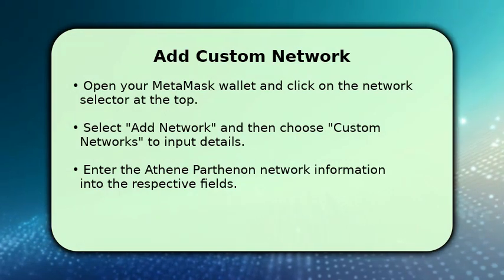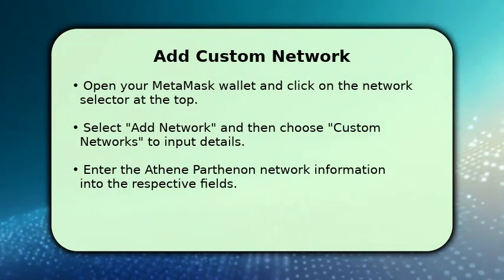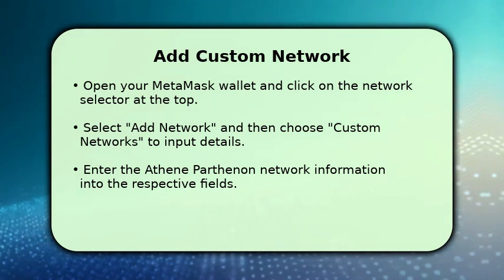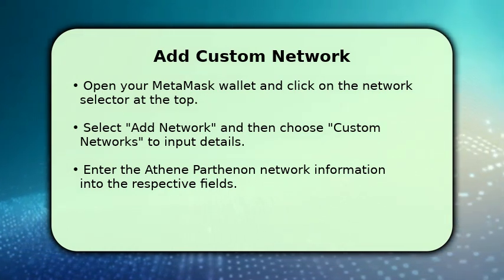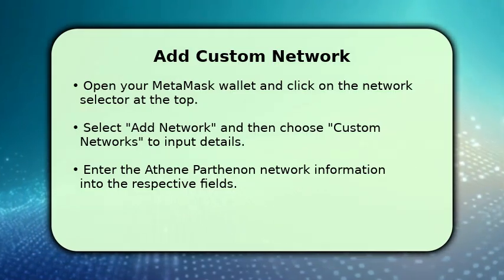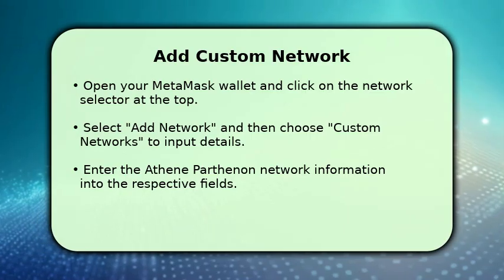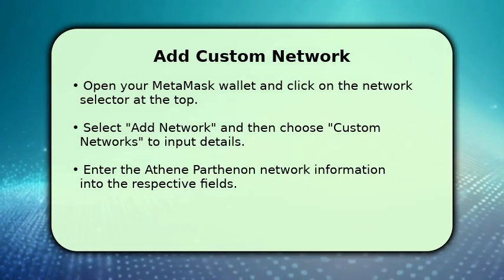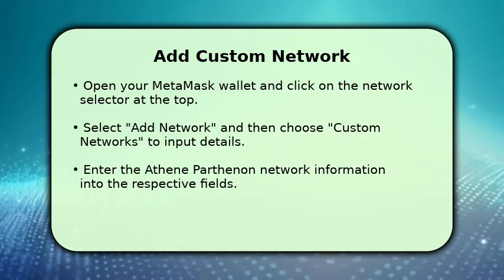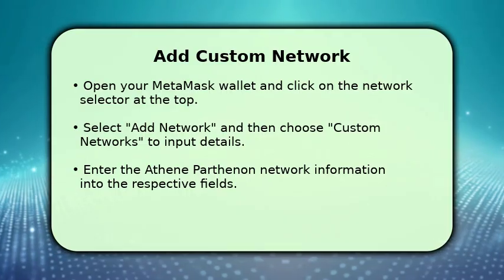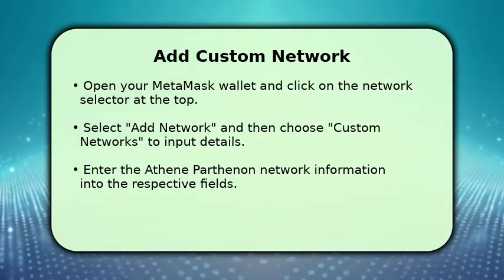Now let's add the custom network in MetaMask. Open your MetaMask wallet and locate the network drop-down menu at the top. Click on it, then select Add Network at the bottom of the list. Choose Custom Networks to bring up the input fields. Carefully enter the network name, new RPC URL, chain ID, and currency symbol we just discussed. Once all fields are filled, click Save to add the Athena network.